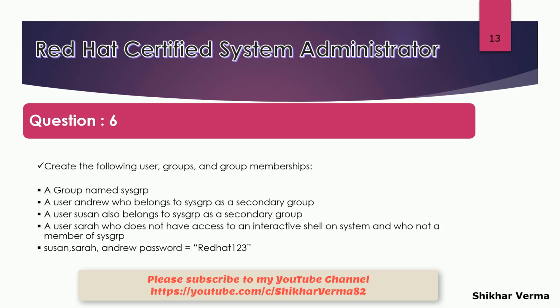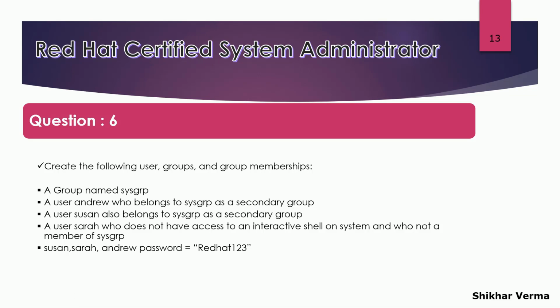First, they are asking you to create a group, that is sys group. Then you have to create a user Andrew who belongs to sys group as a secondary group, and a user Suzanne who also belongs to sys group as a secondary group, and a user Sarah who doesn't have access to an interactive shell on the system and who is not a member of sys group. So this is what we have to do, and at the last you have to set the password for Suzanne, Sarah, Andrew. The password should be rated 1 to 3.